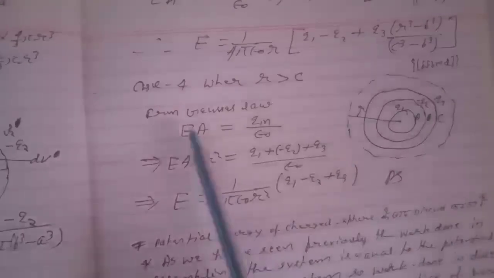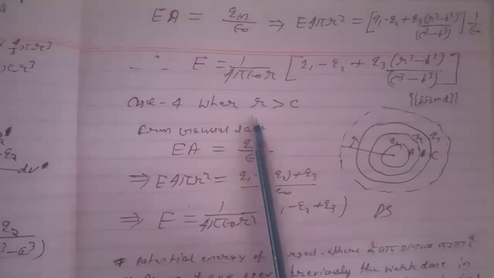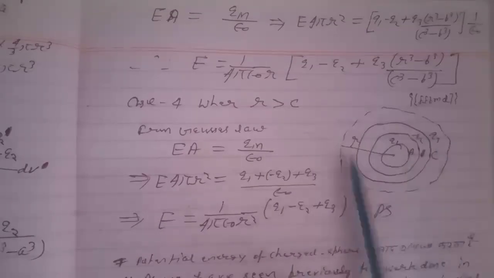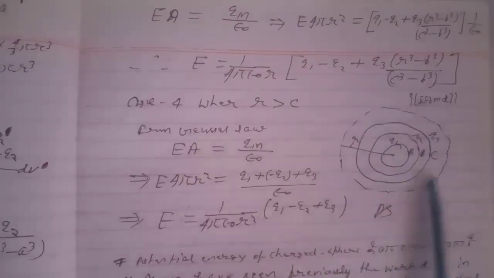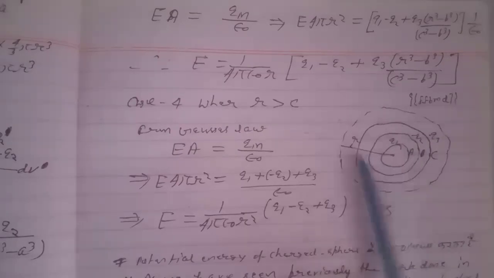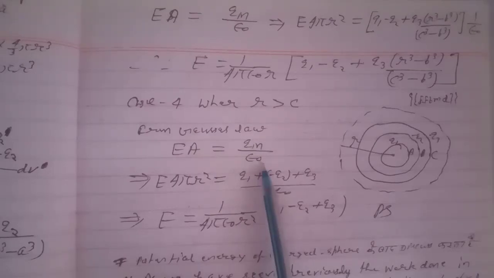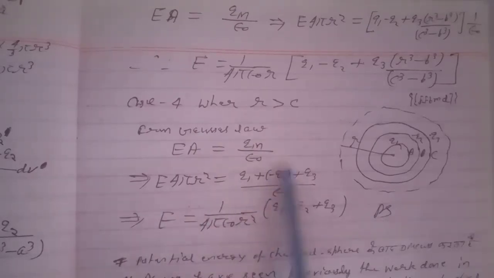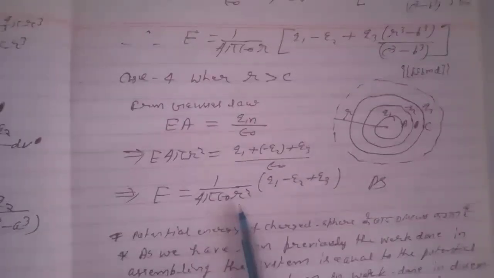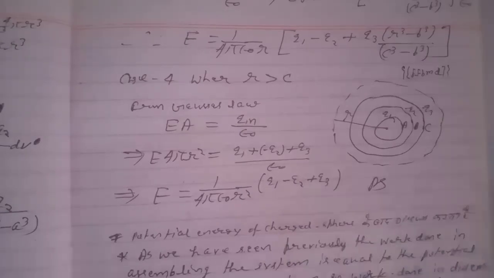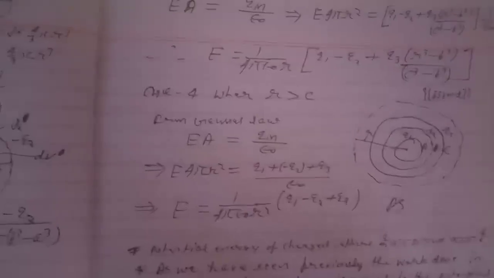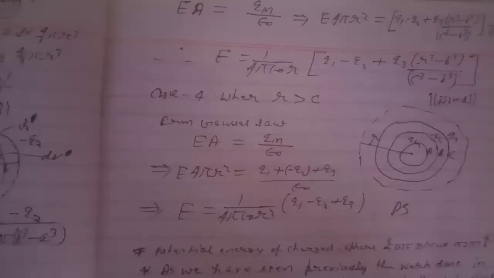Case 4, when r is greater than c. In this case the point is outside all the spheres. So directly from Gauss's law, E equals q in by epsilon naught, or E into 4 pi r square equals (q1 minus q2 plus q3) by epsilon naught. So E will be equal to 1 by 4 pi epsilon naught r square into (q1 minus q2 plus q3). So these are the different situations for a spherical solid when charge is distributed in the volume.